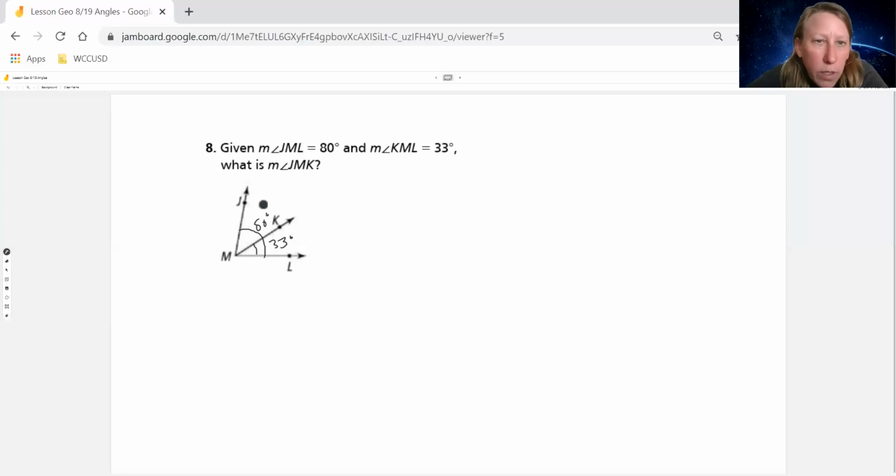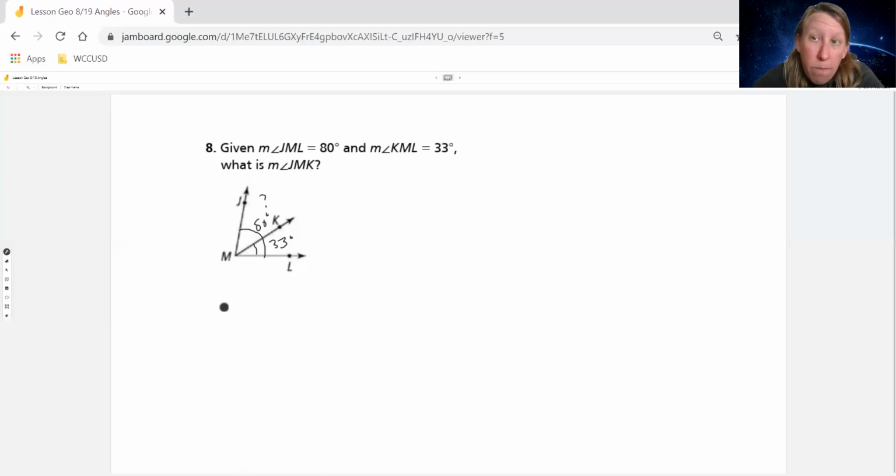So the question is, what is the measure of angle JMK? That's my question mark. That's what I want to find out. That's what I want to know. And some of you can just look at these numbers and go for it. Like, oh, I see, you have to subtract. What numbers do you have to subtract? You have the total, which is 80, and you have 33, which is this part, and we want to find this part, right? So someone said, oh, Miss Bliss, just do 80 minus 33.